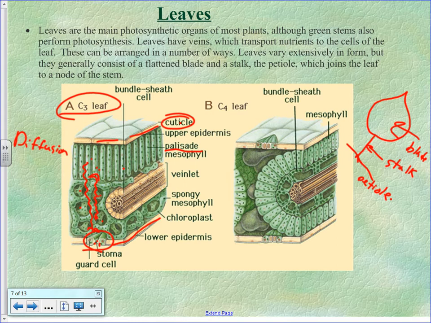You can see their stomates have 4 guard cells instead of 2. On a normal plant, you've got 1 guard cell on either side of the stomate. In a cactus, there's 4, 2 on either side. That makes sure that stomate is tightly closed when it's closed.